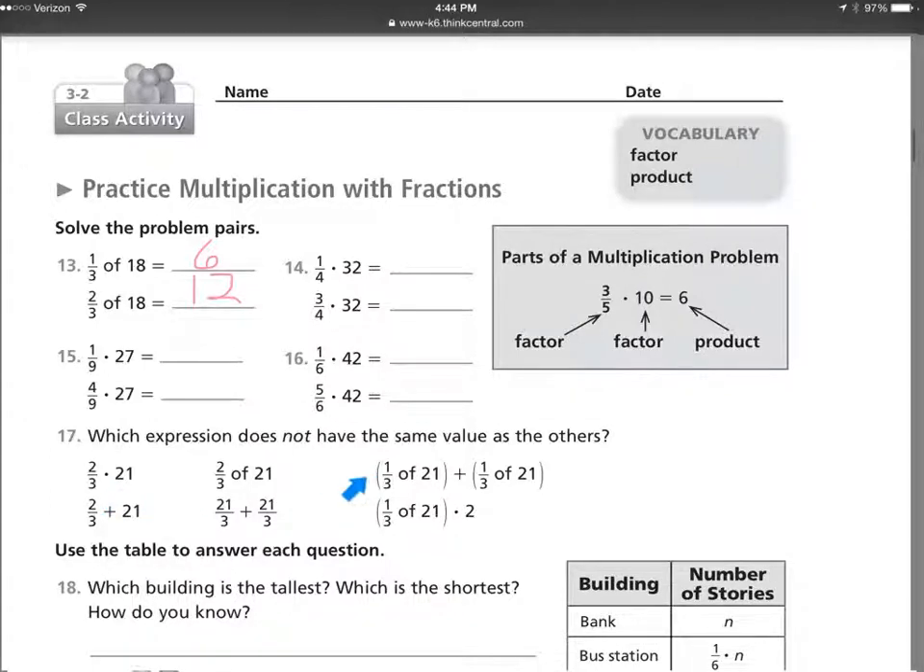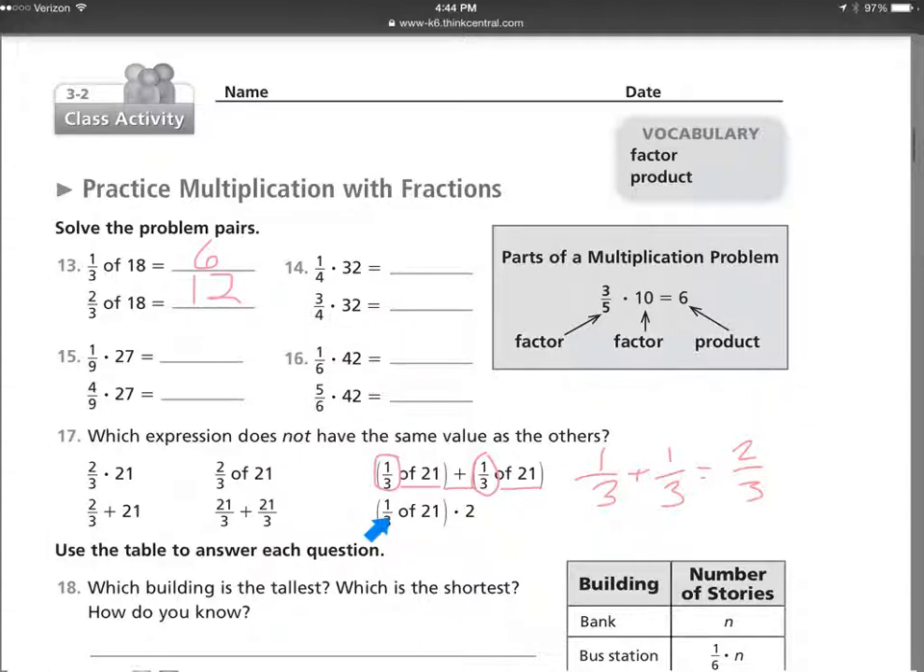Let's take a look at this problem over here in parentheses where we have 1/3 of 21 plus 1/3 of 21. That actually sounds like it's the same thing, and it is the same thing. 2/3 of 21 is really 1/3 plus 1/3. 1/3 plus 1/3 equals 2/3. So if we broke it out into separate unit fractions, we would end up with 1/3 times 21 plus 1/3 times 21, which is basically the same as 2/3 times 21.